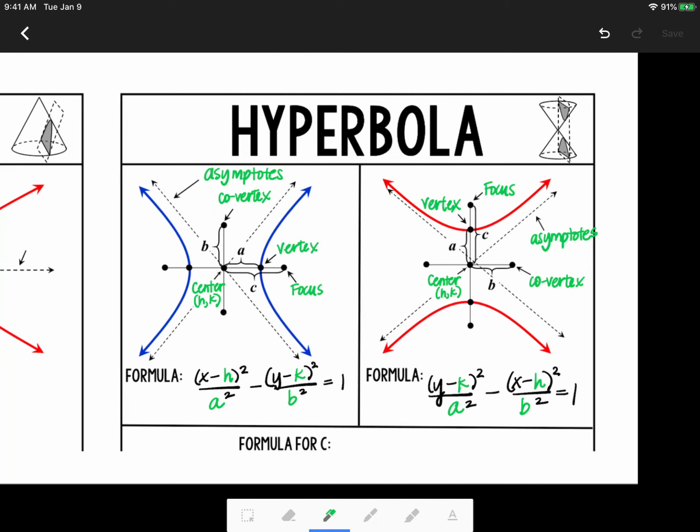Okay, how'd you guys do? If you notice, x is still subtracting h because that's still the horizontal shift. Y is still subtracting k because that's still the vertical shift. This is still the distance from center in the y direction up to the vertex. This is still the distance from center in the x direction out to the co-vertex. And y is now our leading term because we're along the y-axis, or we're in this vertical up and down motion.